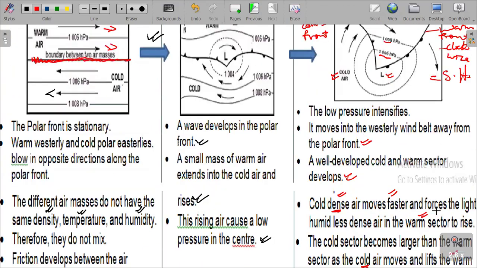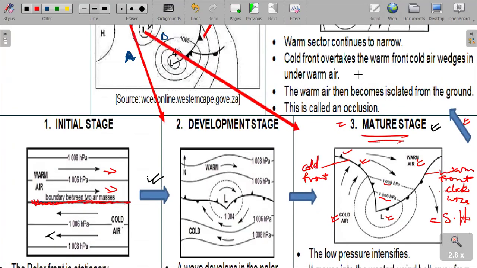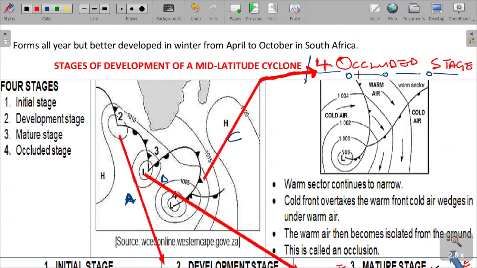Therefore, we can go to the last stage, which is also shown by this arrow, representing that we are going to stage 4. Stage 4 is the occluded stage. What happens there is that the warm sector continues to narrow.